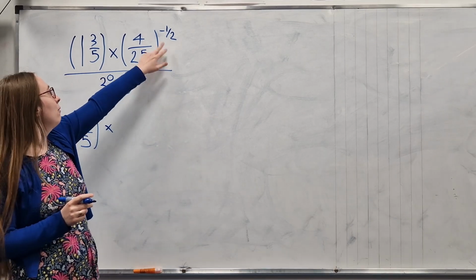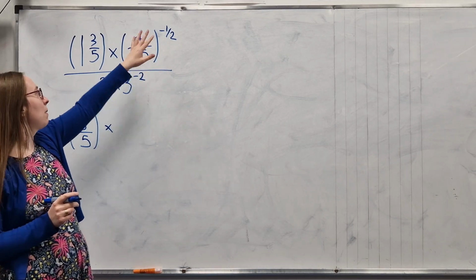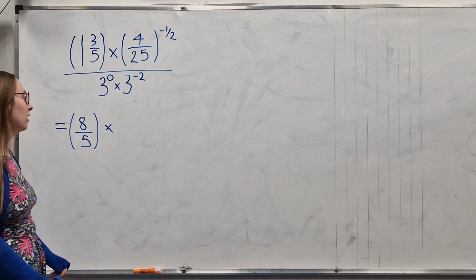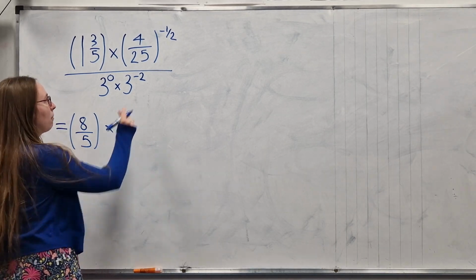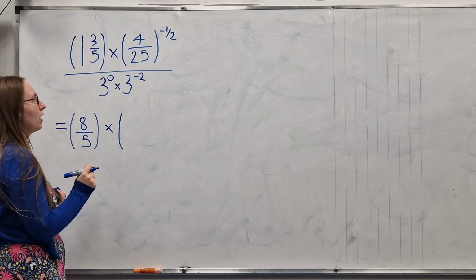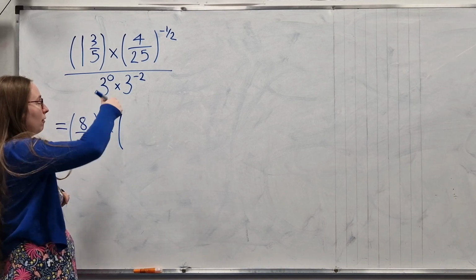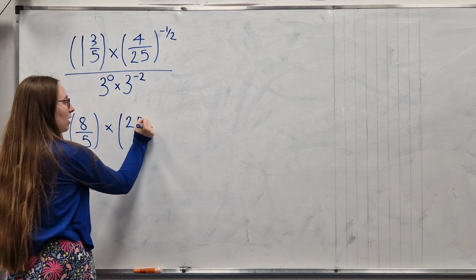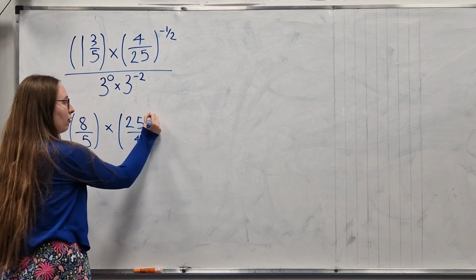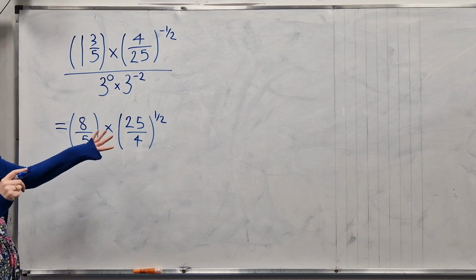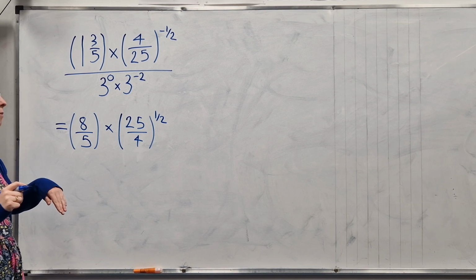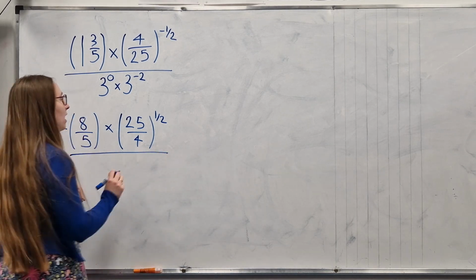Okay, now here we've got 4 over 25 to the power of negative a half. I am going to break it down into massive chunks, so I'm going to do it bit by bit. I'm going to deal with the negative first, which means that we're going to flip the fraction. So we're going to have 25 over 4 all to the power of a half. Okay, so that's our numerator broken down a little bit. Now let's go to the denominator.